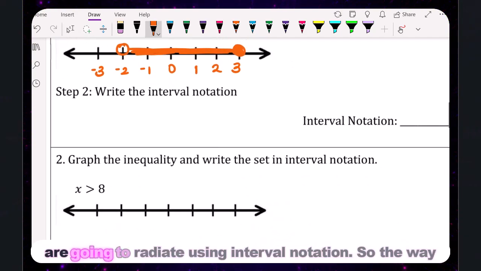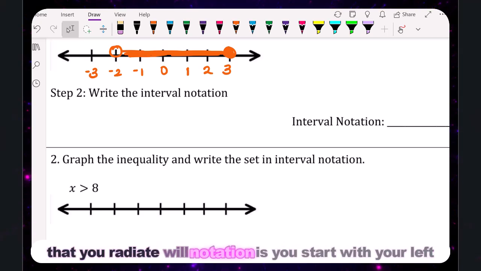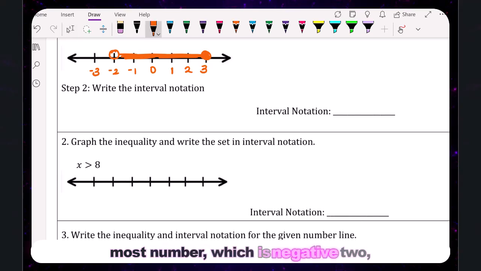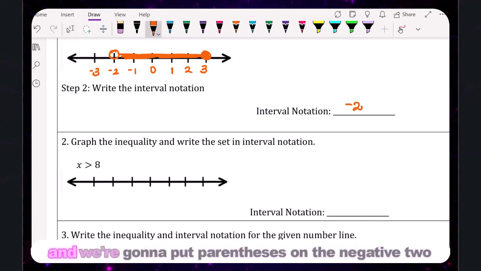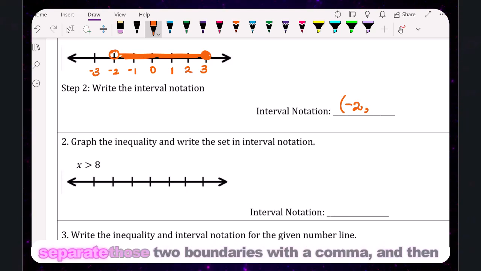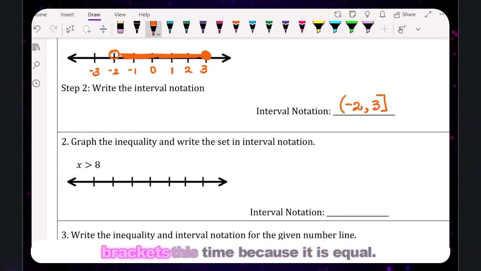And we are going to write it using interval notation. So the way that you write interval notation is you start with your leftmost number, which is -2. And we're going to put parentheses on the -2 because it is not equal to that. And then we're going to separate those two boundaries with a comma. And then our rightmost number is a 3. And we're going to use brackets this time because it is equal.